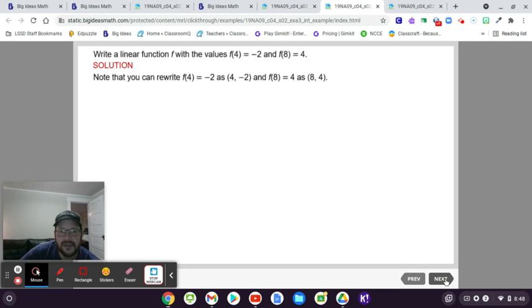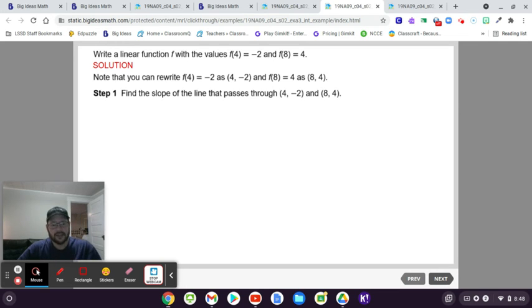Okay, so you have to know that when x is 4, y is -2, which corresponds to (4, -2). And the input of 8, output of 4 corresponds to (8, 4). So now using those 2 points, calculate the slope. You can use the slope formula or visually picture in your head this rise and run of 6 and 4. So you get a slope of 3 over 2 or 1.5.